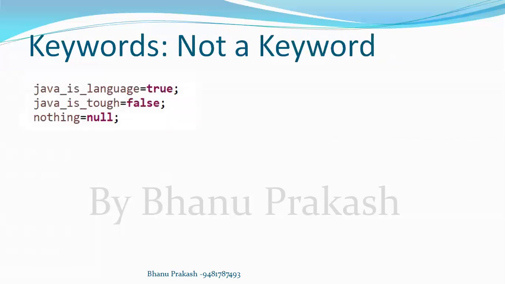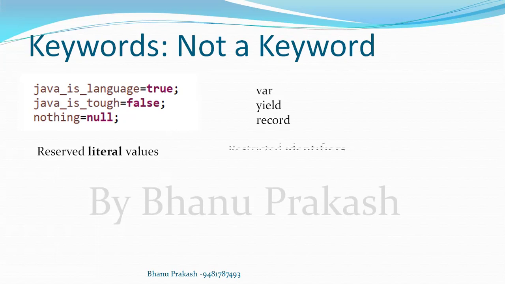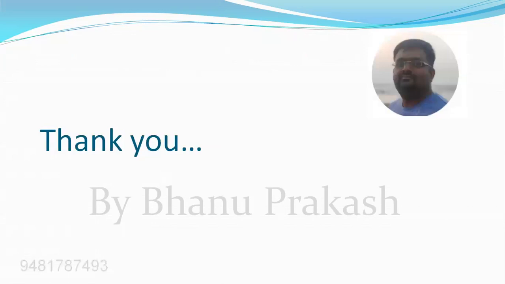And because of the color, we might confuse these words with keywords such as true, false, null. Basically, they are not keywords. They are reserved literal values. Apart from that, we have a couple of words such as var, yield, record. They are also not keywords. They are restricted identifiers, right?